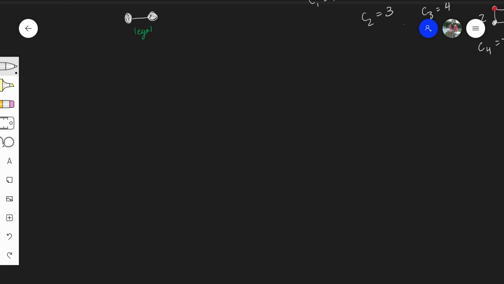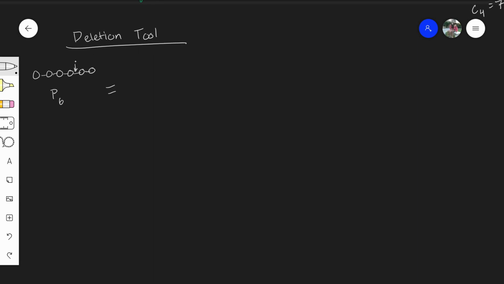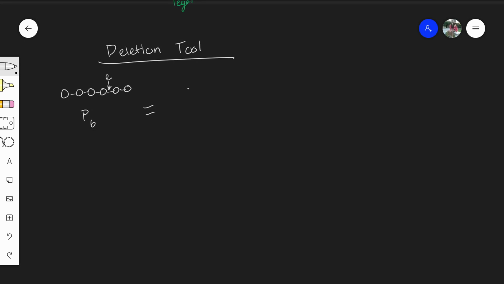I'm now going to show you a coloring tool that might be helpful on our endeavors to rigorously prove that the path graphs really do lead to the Fibonacci sequence and the cycle graphs to the Lucas sequence. I'm going to call this the deletion tool. Suppose we started with a specific example, P6. We pick an edge E, and I'm going to delete it. When I delete it, I get 2 disconnected graphs of 4 vertices and 2 vertices.